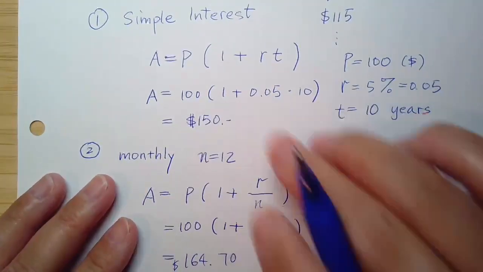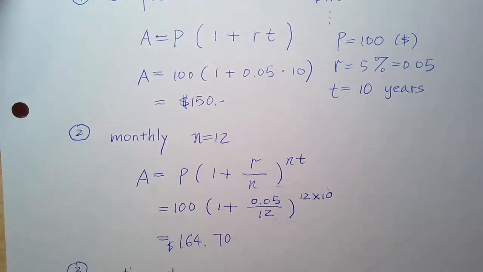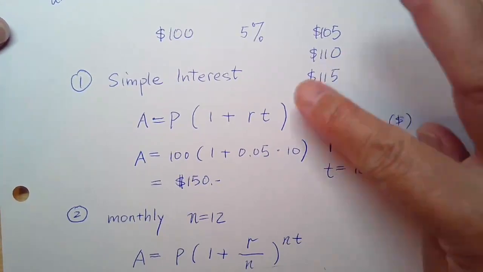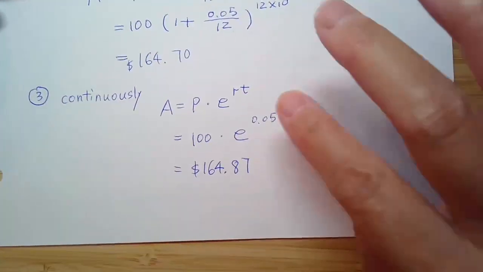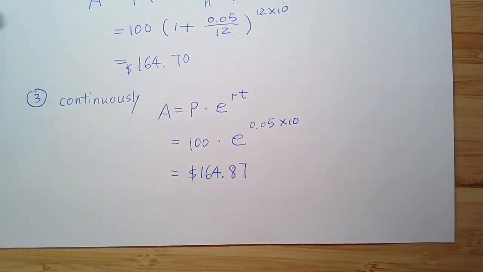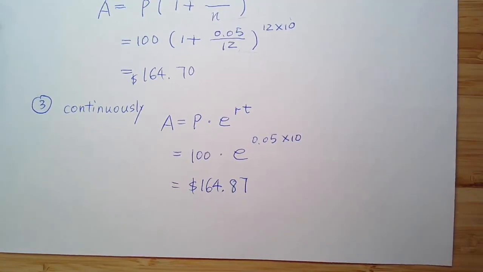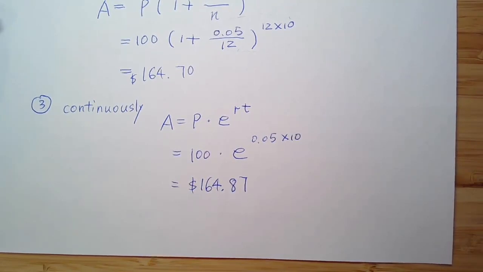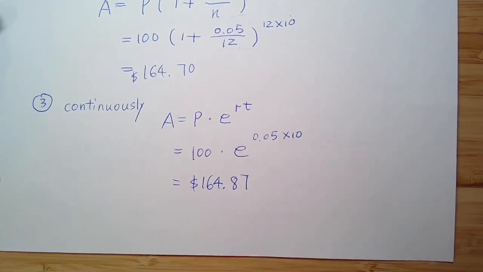But both of them are much better than simple interest. So I showed you the formulas for simple interest, compounded periodically, and also compounded continuously. So you should be able to identify how the bank pays you the interest, and then you can determine how much money you put in the bank, and then figure out how much you're going to get after a certain number of years.